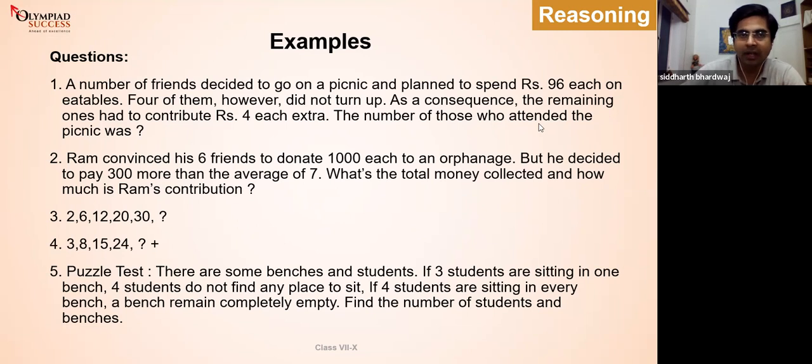As a consequence, the remaining ones had to contribute rupees 4 each extra. So earlier everyone decided to contribute rupees 96. Now they have to pay rupees 4 extra, apart from 96. The number of those students who attended the picnic was... so now you have to find how many students actually attended the picnic, right?